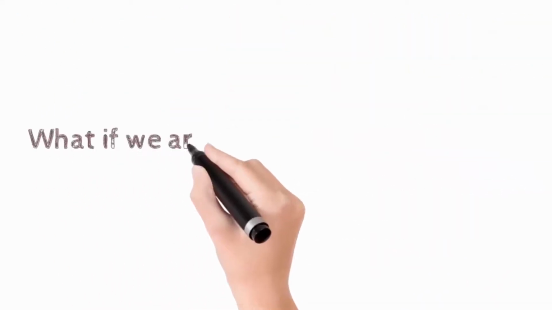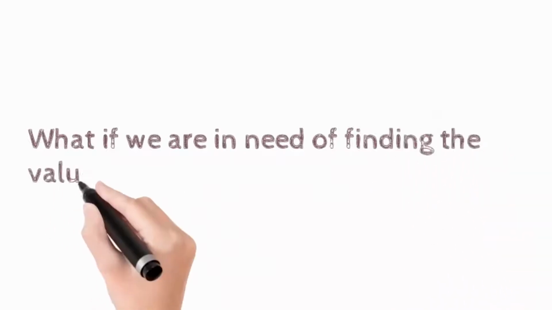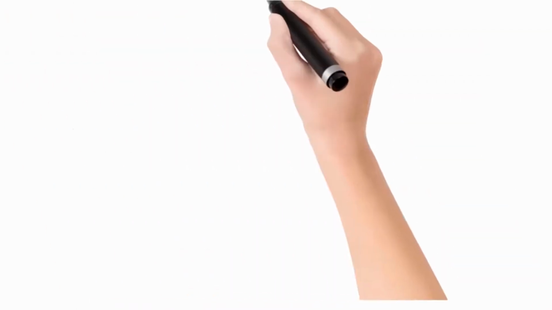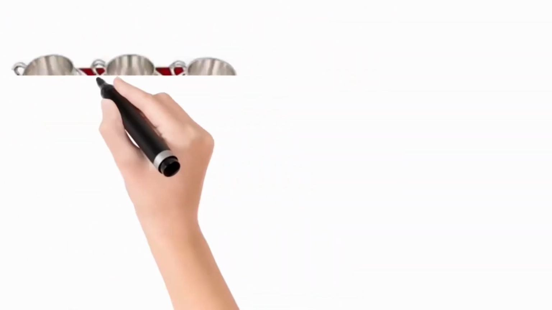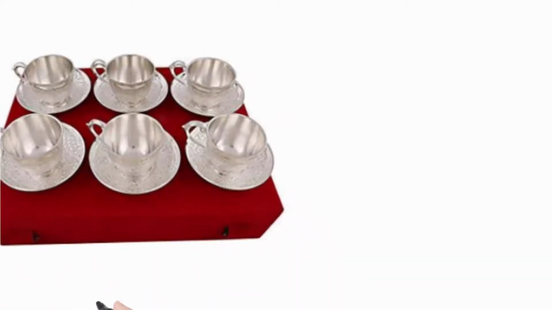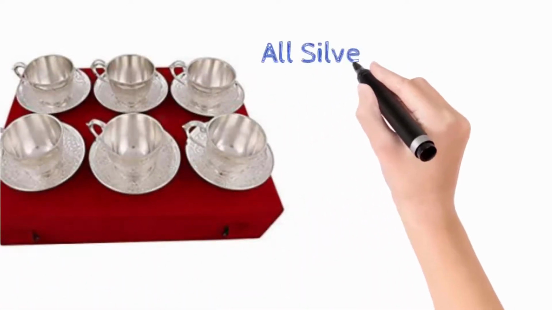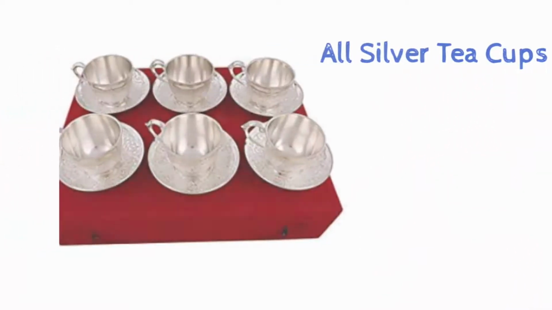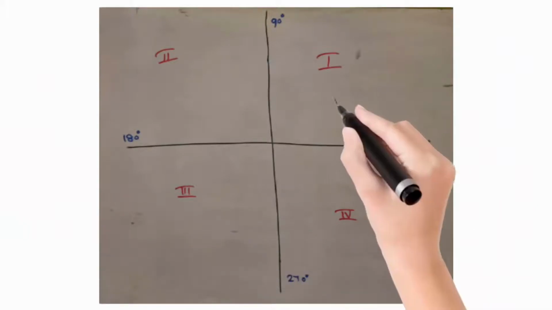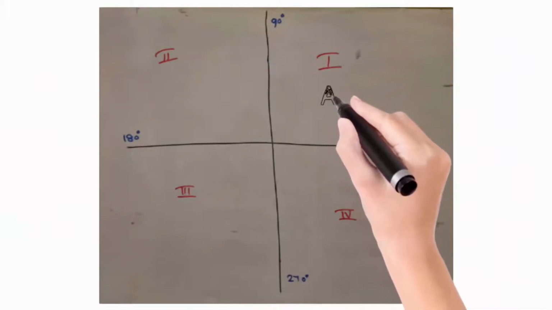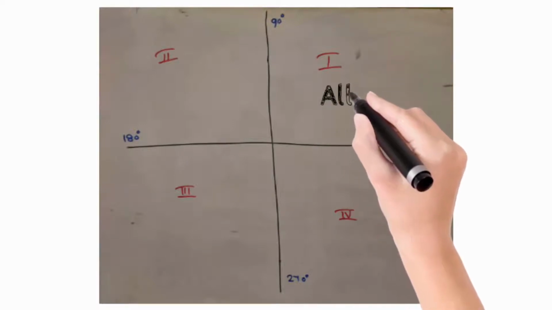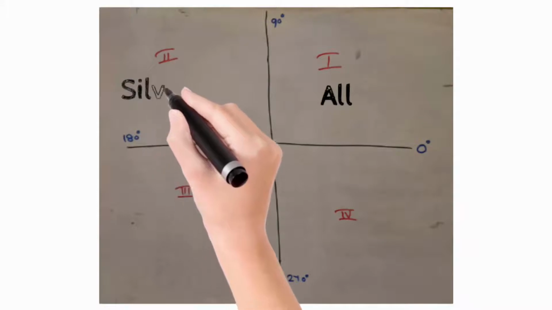Now what if we need to find the values of trigonometric ratios in the second, third and fourth quadrant? We'll use a phrase to help us in finding the values. What you can see here is "All Silver Teacups". A circle that is 0 to 360 degrees is divided into 4 quadrants in the anti-clockwise direction. In the first quadrant, all the trigonometric ratios are positive. All the 6 ratios are positive.